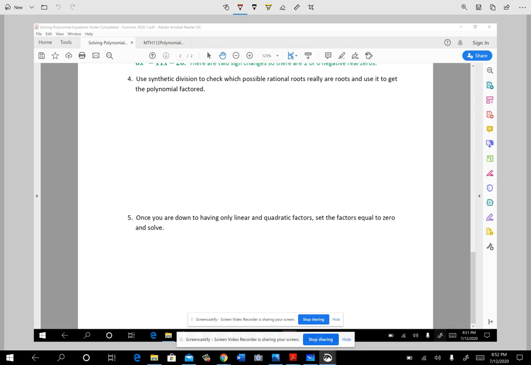Okay, so here we have the list of the possible nice solutions. That was from before. So what we're going to do is use synthetic division to check and see which ones work. So here's what you do. I'm going to check and see if positive 1 is a solution.